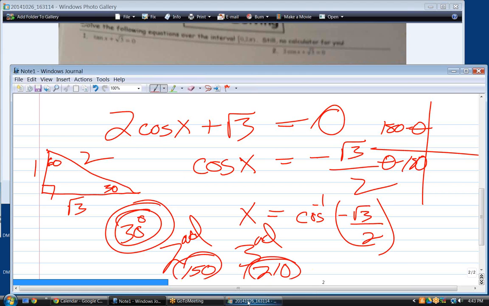And when your answers are in the unit circle, you're always going to have, well, not always, but in simple equations like this, you're going to always have two answers. Because there's always two quadrants where the cosine of x is equal to negative root 3 over 2.